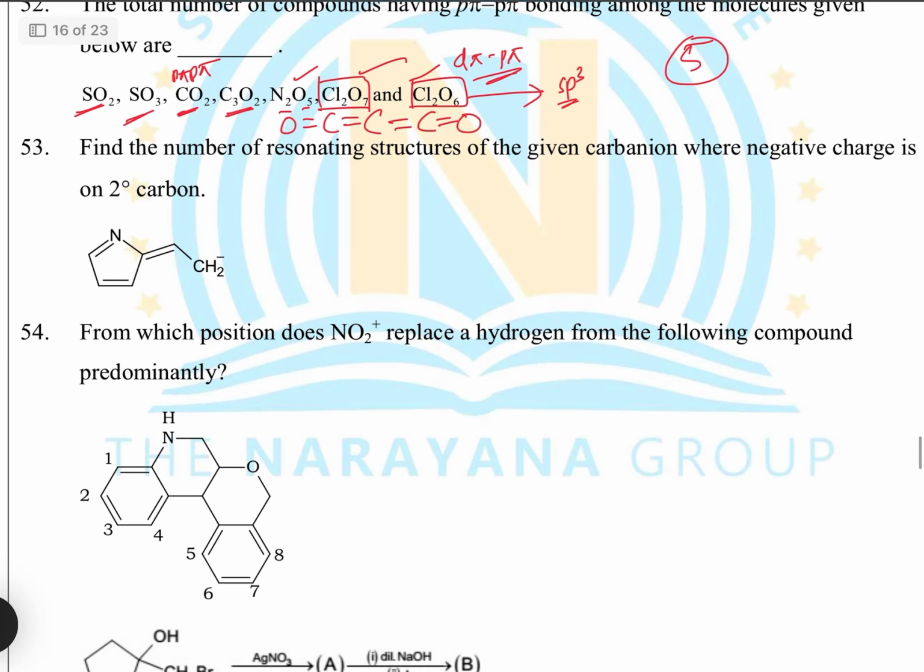Find the number of resonating structures of the given carbanion where negative charge is on secondary carbon. So he is asking secondary carbon should have negative charge. So this is here. You can take nitrogen here, and when this goes like this, negative charge here, this is tertiary. So in all resonance forms, you can come back to secondary carbons 1, 2, 3, and 4. So it should be 4.